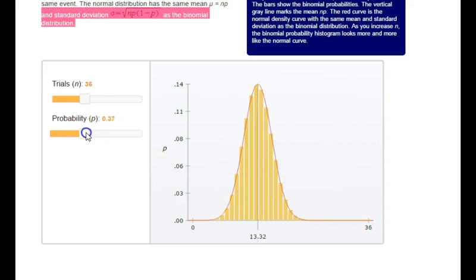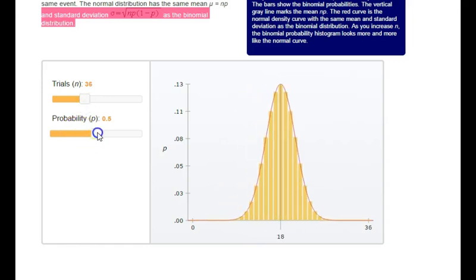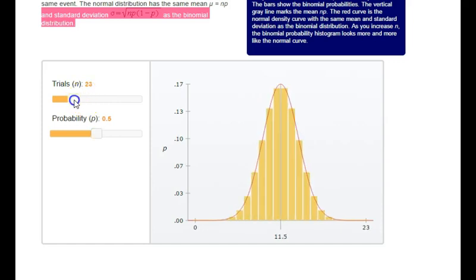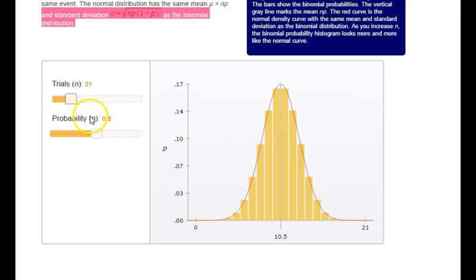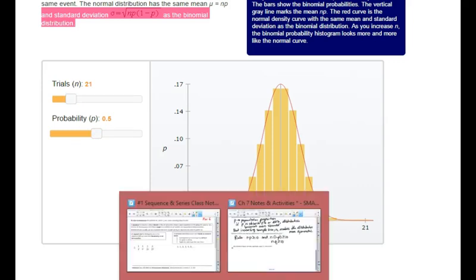Now, if I go up to 50%, I would only need a sample size of 20 to get that required 10. So the closer the probability is to 50%, the smaller the sample size needed to get something that looks approximately normal. If I have a very high or low probability, then I'm going to need a larger sample size to get something that looks approximately normal.